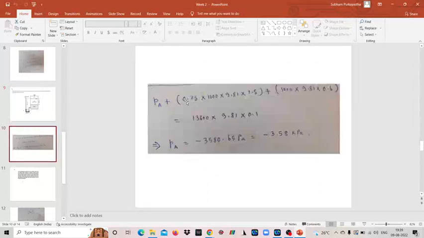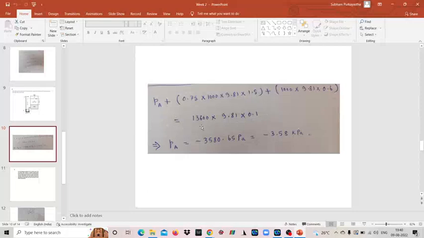So PA plus 0.75 into 1000, meaning relative density of the oil multiplied with the density of water, we obtain the density of the oil, into 9.81 into 1.5, because 150 centimeter converted to meter, 150 centimeter is the total depth of the oil layer. And then we have water, so 1000 kg per meter cube into g into 60 centimeter converted to meter, 0.6. So this will give you PA.